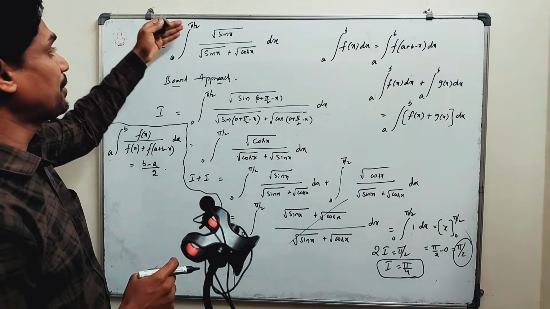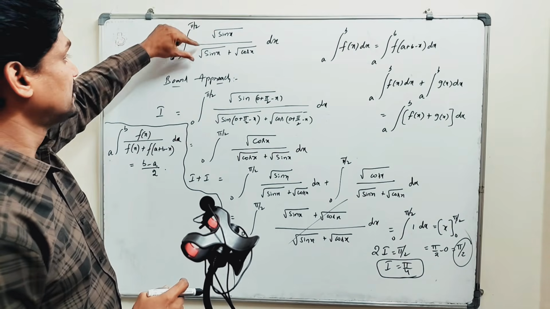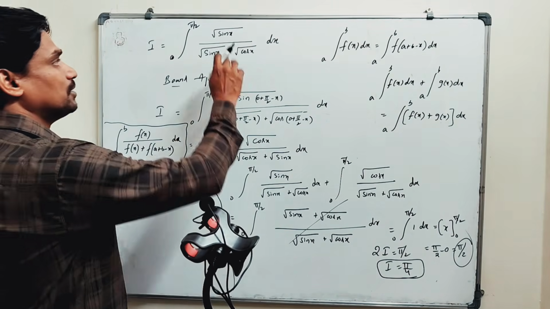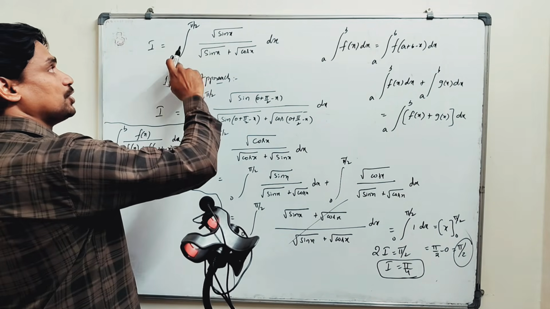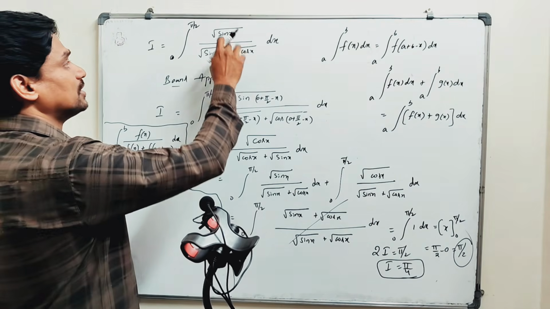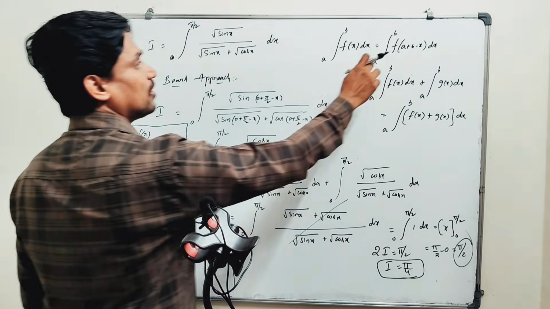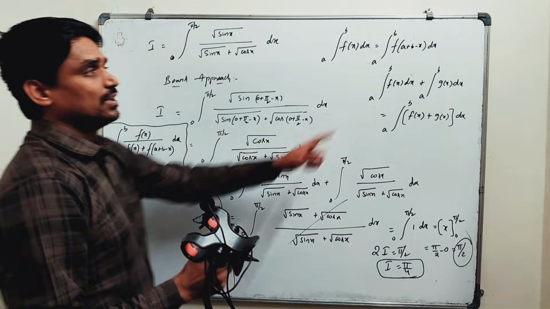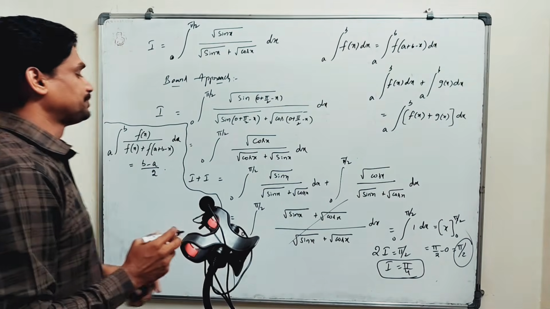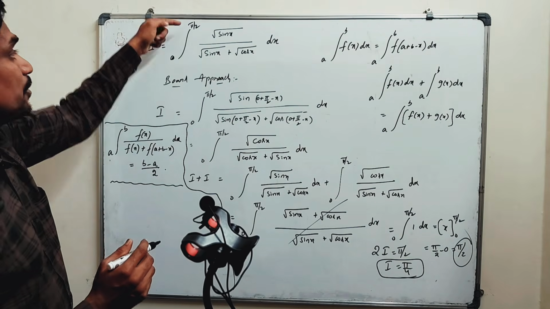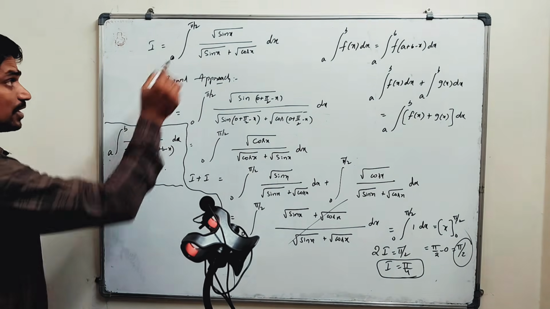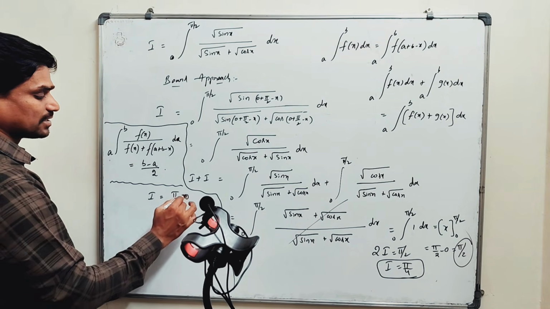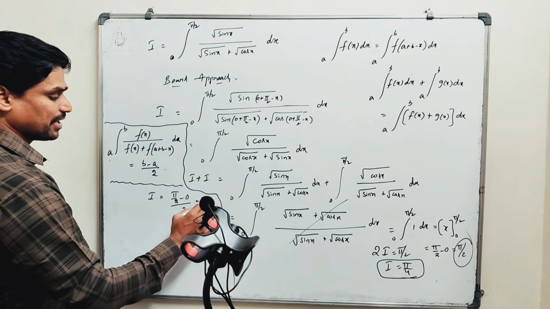Integral 0 to pi by 2, it is f of x. This is also f of x. But this is f of (a plus b minus x), because f of sin(0 plus pi by 2 minus x) is nothing but root cos x. So this and this are in the form f of x by (f of x plus f of (a plus b minus x)) dx. Directly we can say (b minus a) by 2. So the answer should be I is equal to (b minus a) by 2, that is (pi by 2 minus 0) by 2, which is pi by 4.